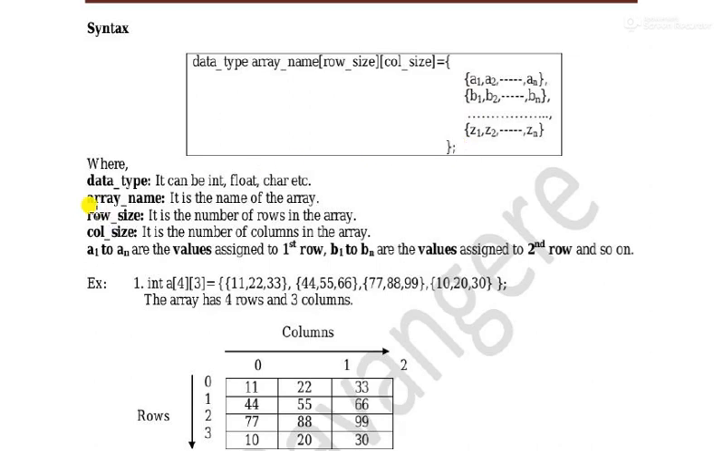So next we see with an example. Data type int, array name, row size we already know, column size. So a1 to an are the values assigned for the first row, b1 to bn are the values assigned for the second row, and so on like this.